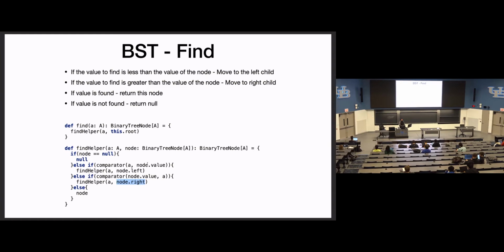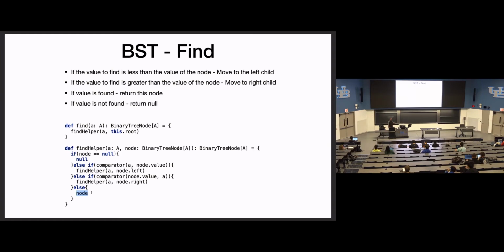If A is not less than the node's value and the node's value is not less than A, using our less than or just any generic comparator, then they must be equal according to this comparator. So I'm going to return this node. This node contains the value I'm looking for, and I'm going to return it.